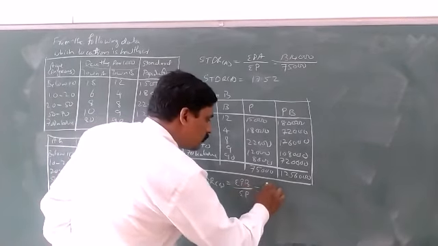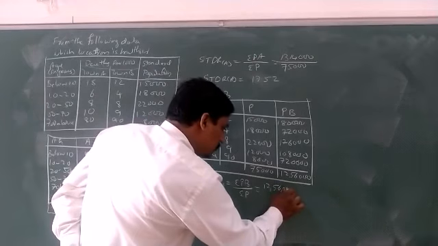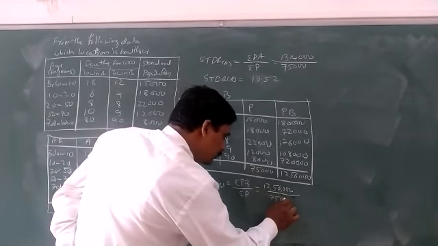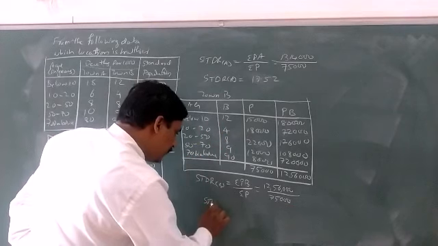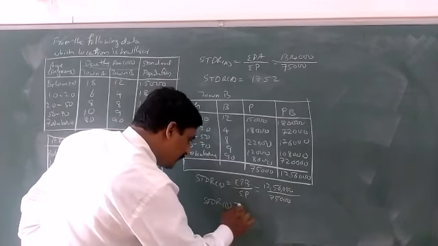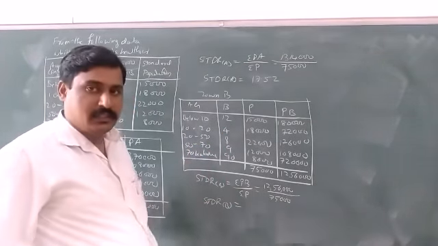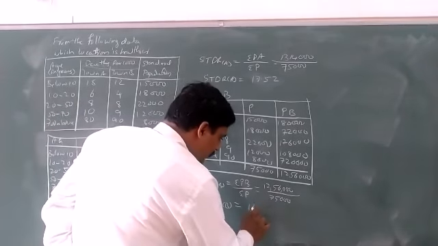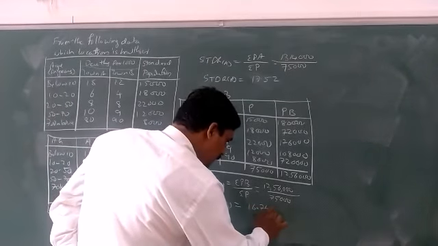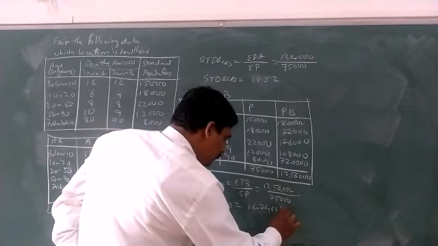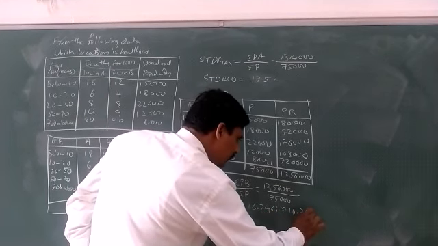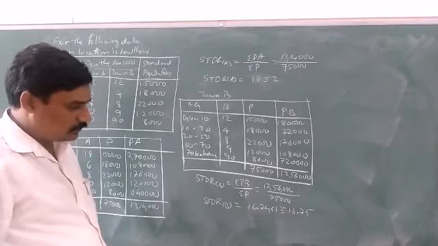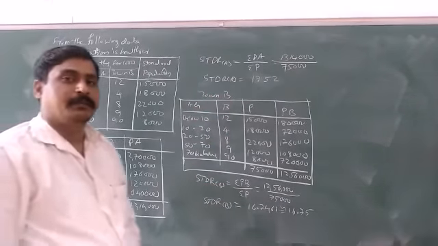Now calculate STDR of B. Summation PB is 12,56,000 divided by summation P, which is 75,000. So STDR of location B is 12,56,000 divided by 75,000, which is 16.7466, so approximately 16.75. Now compare both STDRs here.